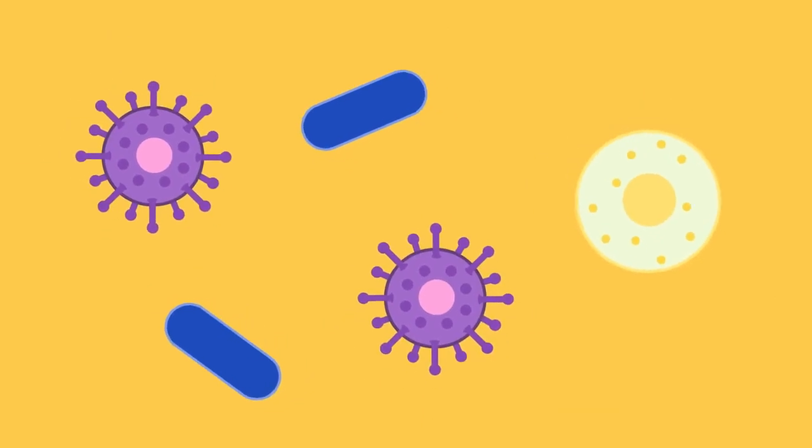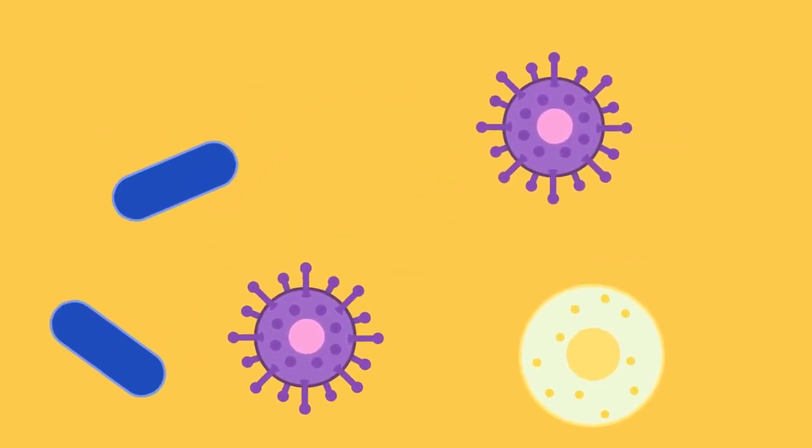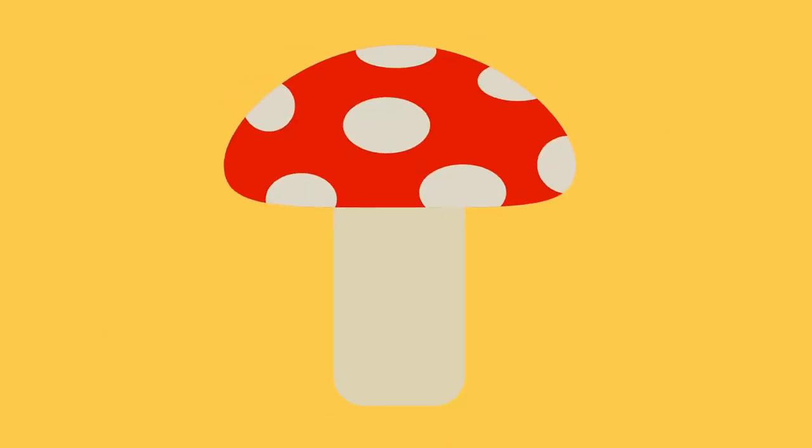Many kinds of decomposers are microscopic, meaning you need a microscope to see them, like bacteria. Others, like fungi, can be seen with the naked eye. So there is our key ecology terminology, which you will come across in more detail in future videos.